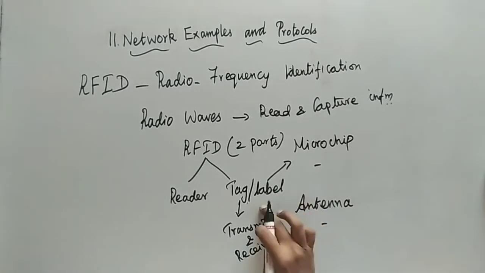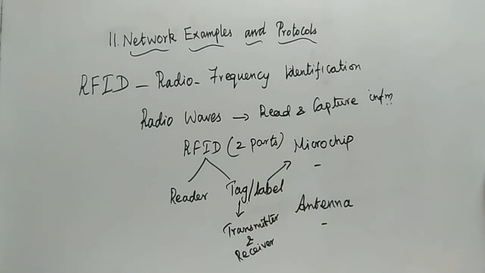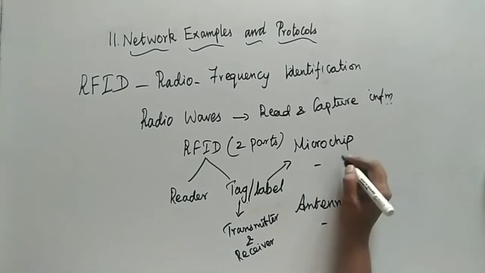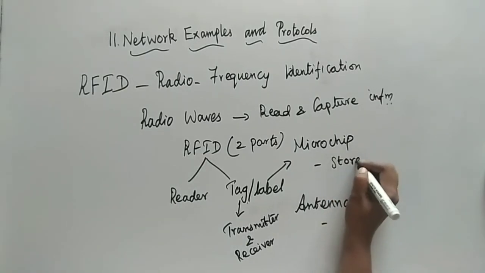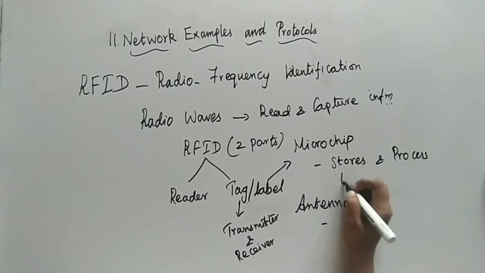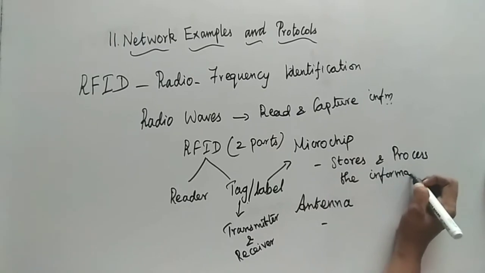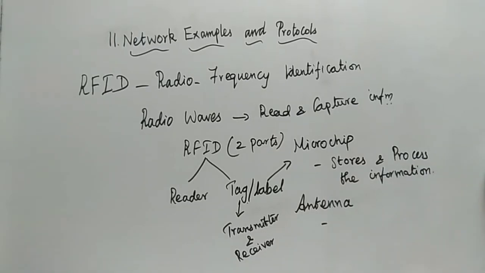So what are the components that are available in a tag? It is going to have two components. The first one is your microchip, and the next one is your antenna. So what is the task of a microchip? It is going to store and process the information. What is the microchip in the tag going to do? It is going to store and process the information.